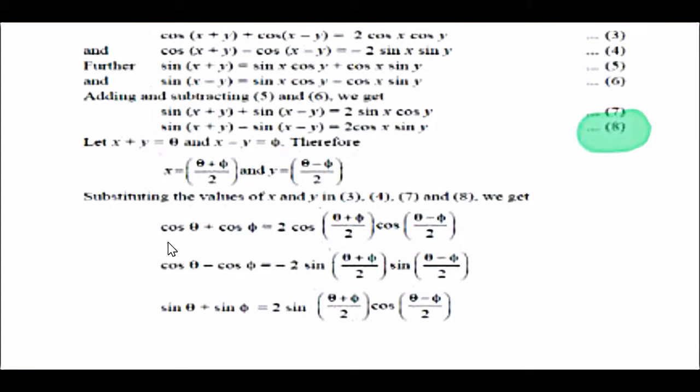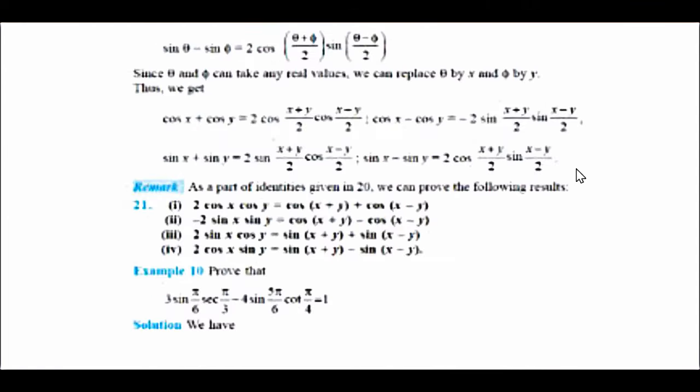So what you'll get is cos theta plus cos phi is 2 cos theta plus phi by 2 cos theta minus phi by 2. Cos theta minus cos phi is minus 2 sin theta plus phi by 2 sin theta minus phi by 2. Here sin theta plus sin phi is equal to 2 sin theta plus phi by 2 cos theta minus phi by 2. So these are the expressions for you. One more is remaining, sin theta minus sin phi is equal to 2 cos theta plus phi by 2 sin theta minus phi by 2.